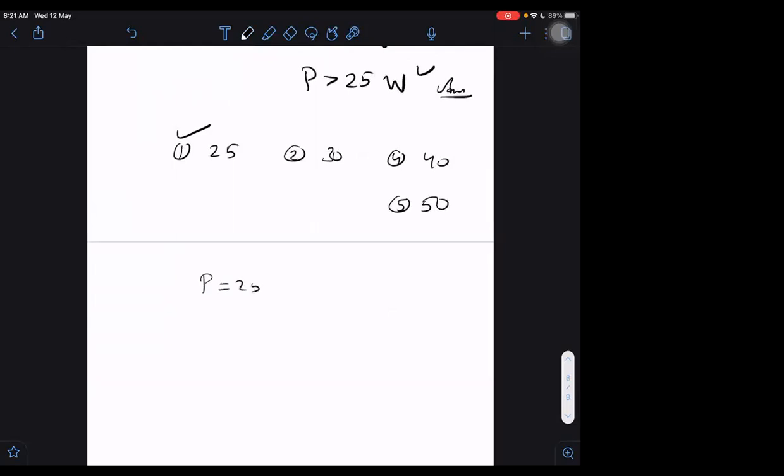Power is equal to 25 watt, power is less than 25 watt, power is greater than 25 watt. Then greater than, obviously 25. Now our answer will be 3. Okay, then this will be the answer.